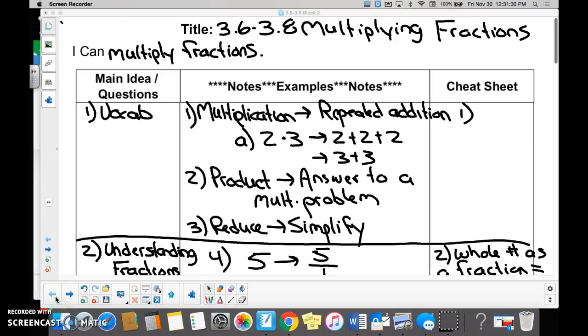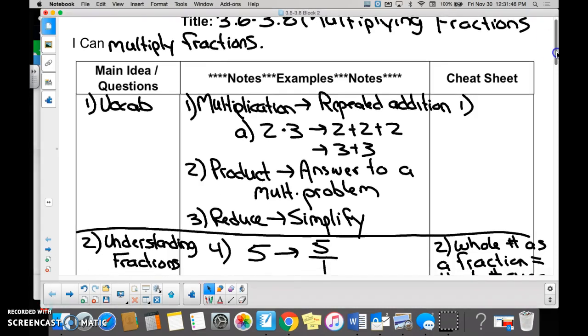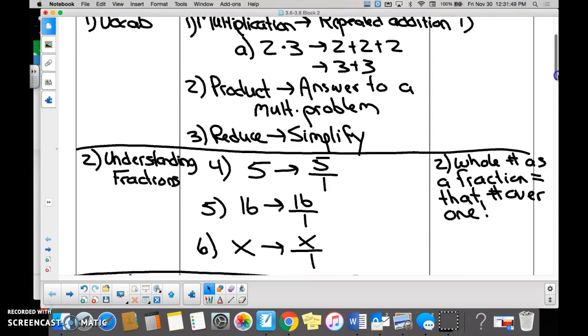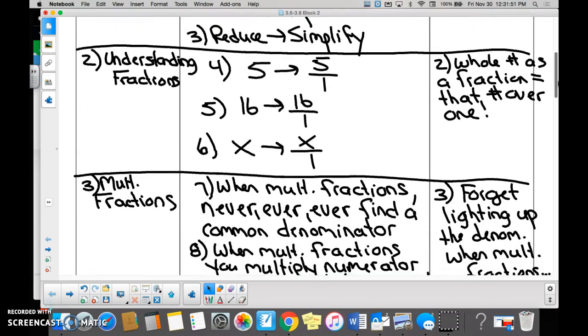3.6 through 3.8 multiply fractions. Can you guys multiply fractions? What is multiplication again, everybody? Repeated addition. What's the answer to a multiplication problem, everybody? Product. And you should always do what with your final answer? Reduce, or simplify. They both do the same thing.